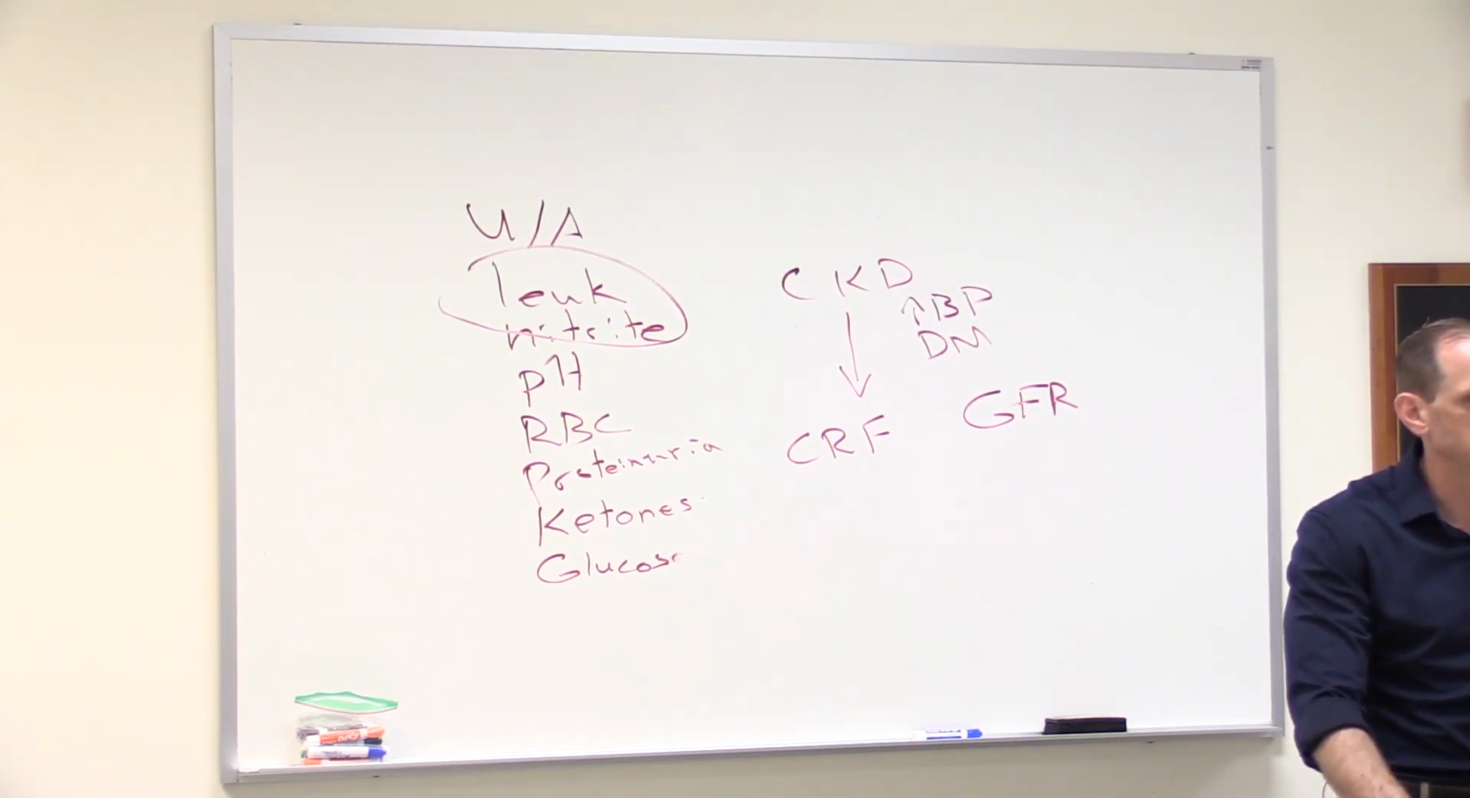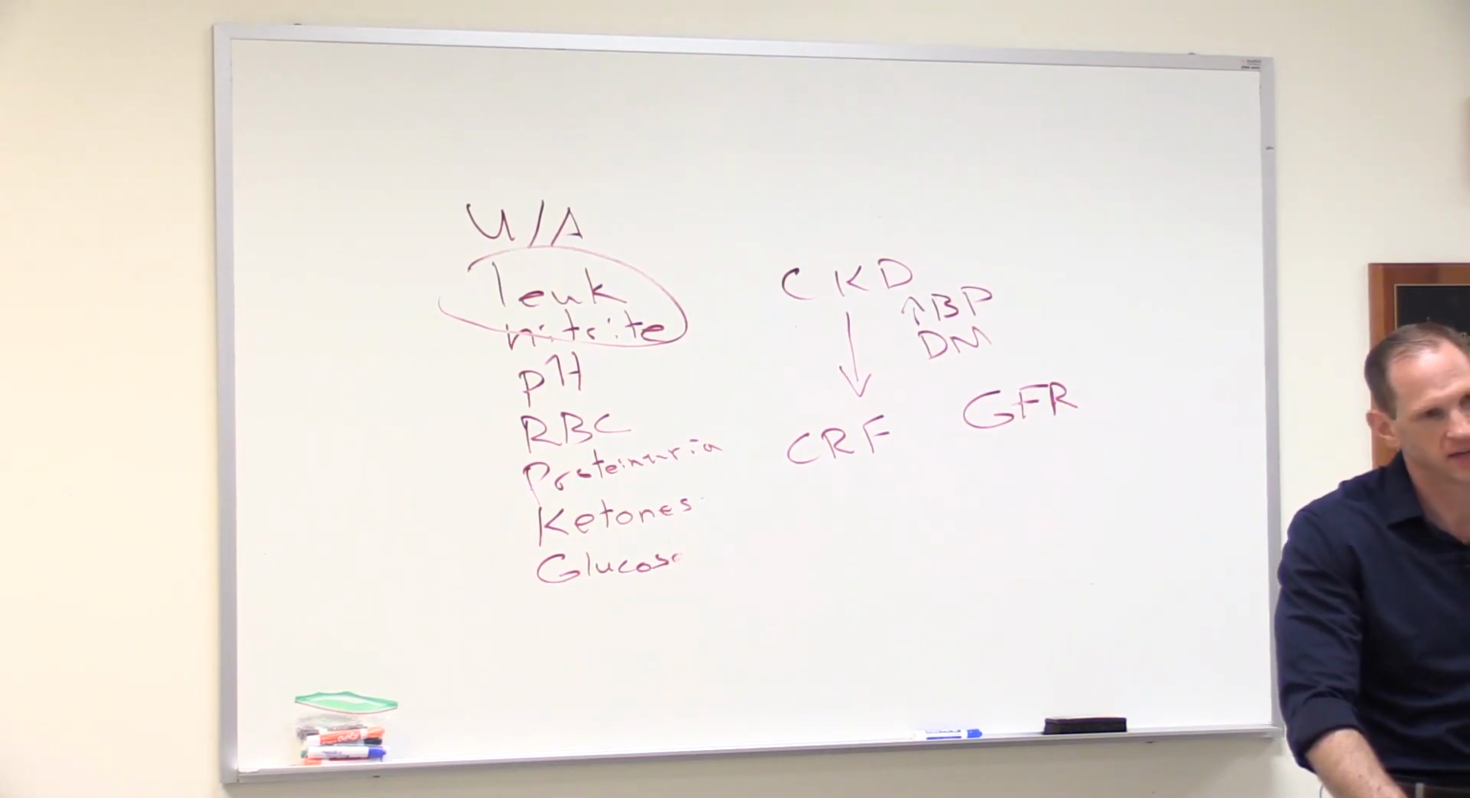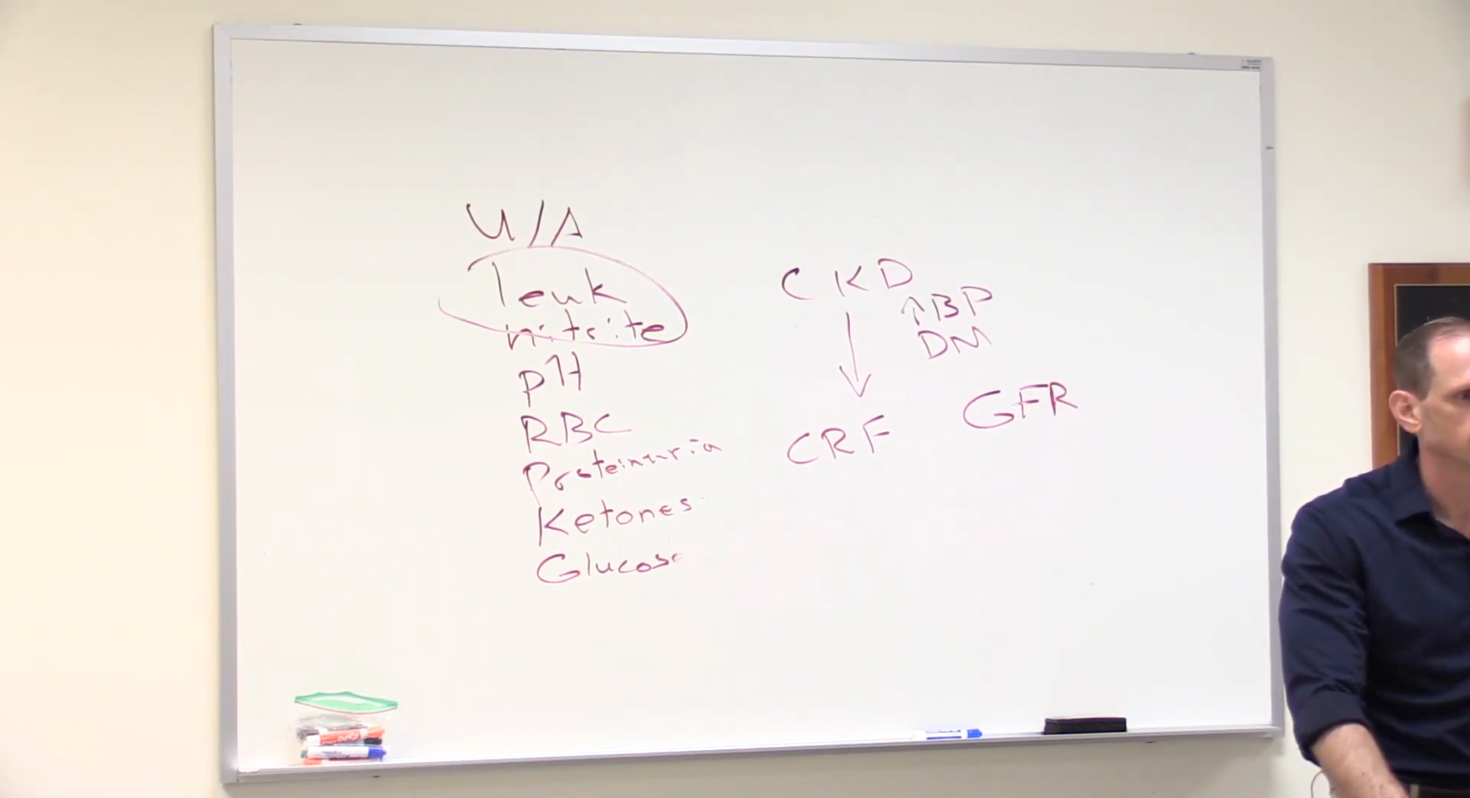In hemodialysis, they typically do it 3 days a week. So it's usually like a Monday, Wednesday, Friday, or a Tuesday, Thursday, Saturday schedule, because most of the centers are off on Sunday. What about the peritoneal? Peritoneal is every day.